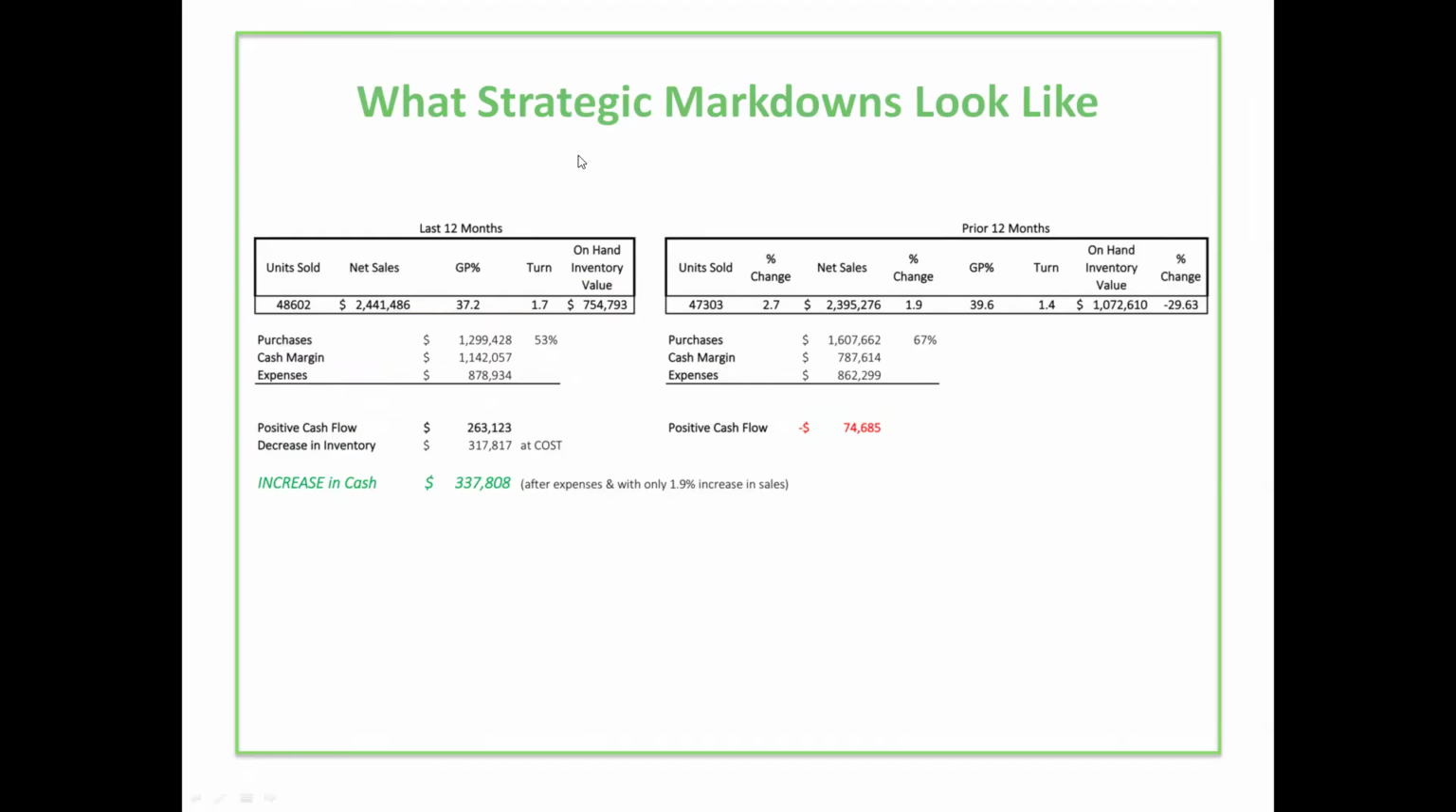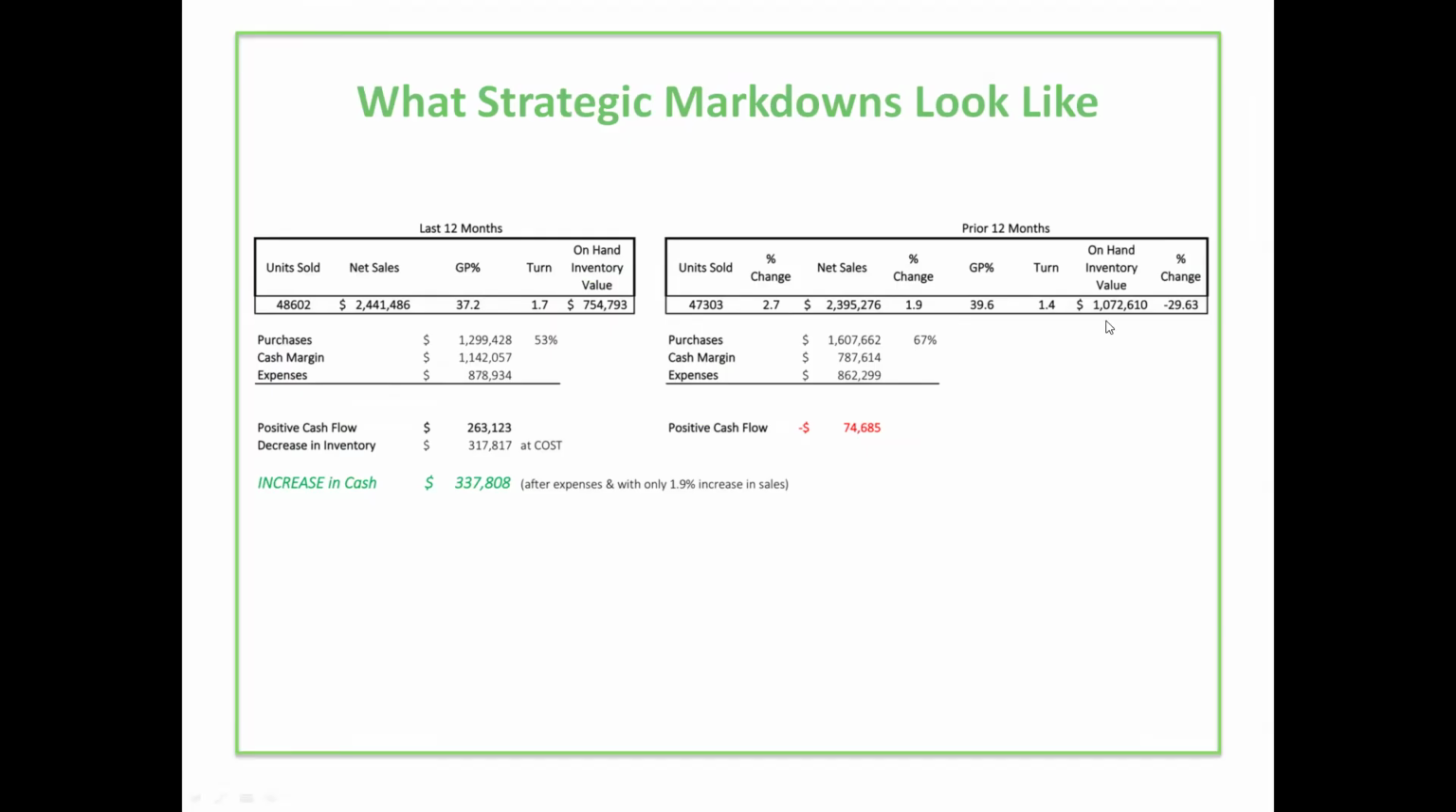Then in the first 12 months of working with us, this was the story. So let's look back in time first, in those first 12 months. You can see here that we sold 47,303 units. Our net sales were 2.4 million, just about 2.395 million. Our gross profit percent was 39.6. Our turn, which is the number of times we sell through our average inventory in the store, was 1.4 times.